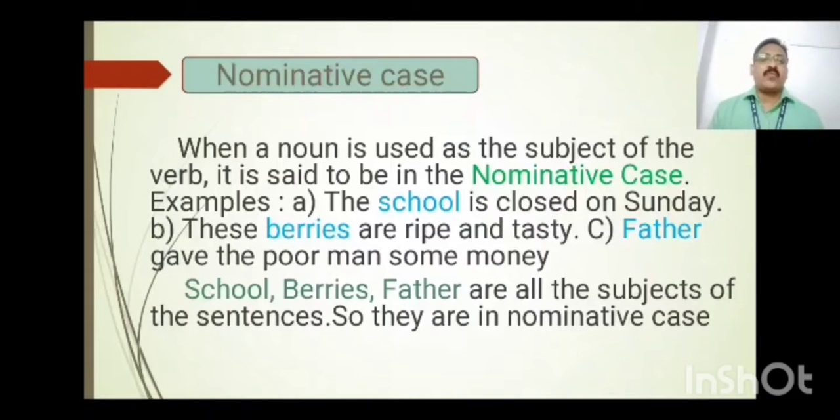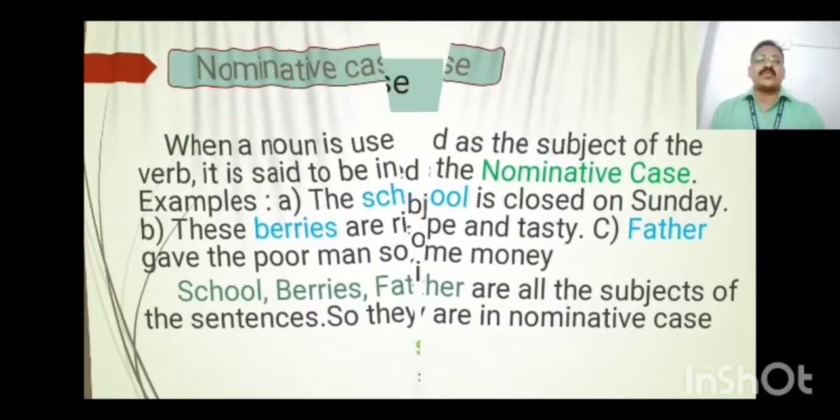Next is C: Father gave the poor man some money. In this sentence, the father gave some money to a particular poor man. Here, father is the subject of the sentence. What does he do? He gives some money to the poor man. So, father is the subject of the sentence, and the noun which is in the subject form of the sentence is in nominative case. So, in the above sentences, school, berries, father are all the subjects of the sentence. So, they are in nominative case. Is it clear, children? Okay.